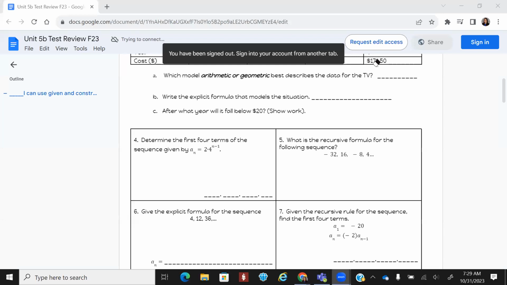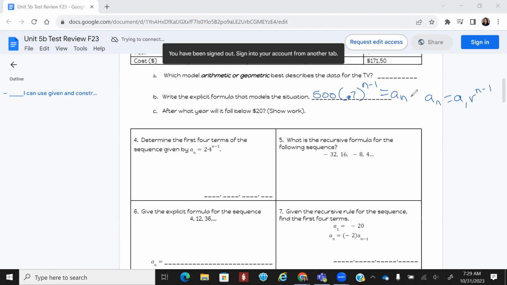Since it's geometric, what we're going to do is write the explicit formula. Over there on the board, you can see that the explicit formula is this. So what's our first term? 500. What's our rate? 0.7. And then we're going to raise it to the n minus 1. You always want to make sure that you write this as equal to a sub n, just because that's the correct way to write a formula. It has to equal something.